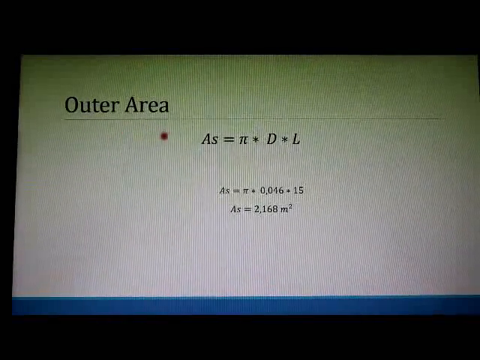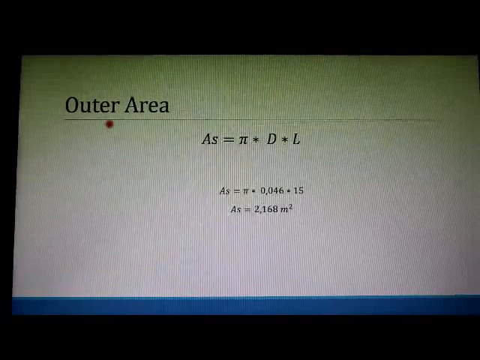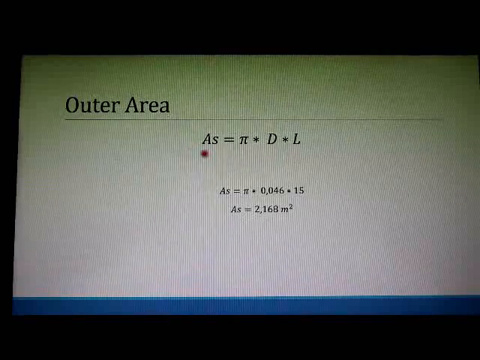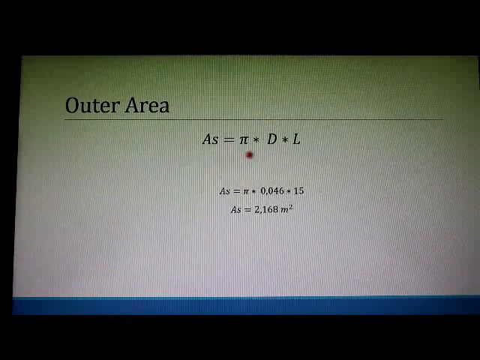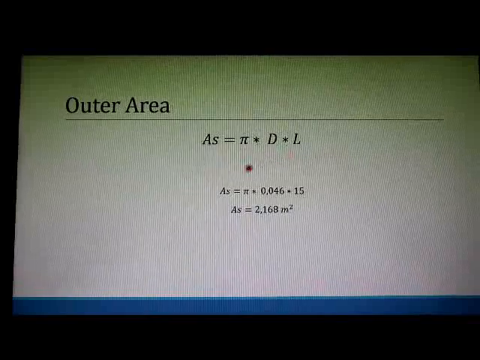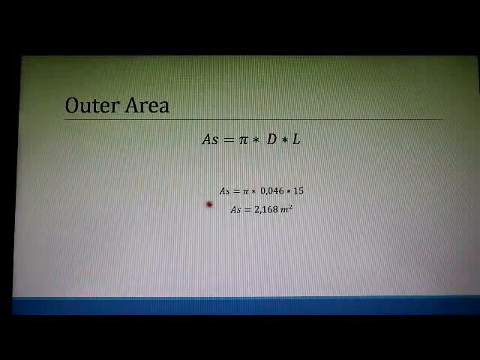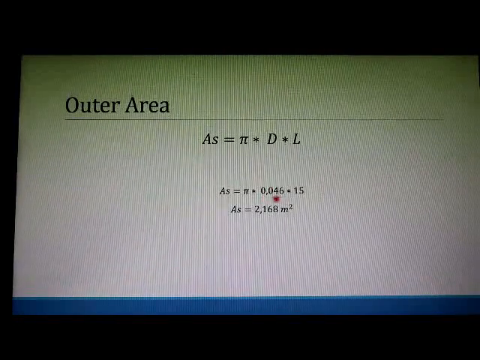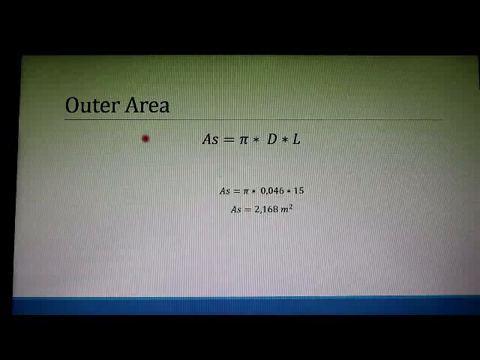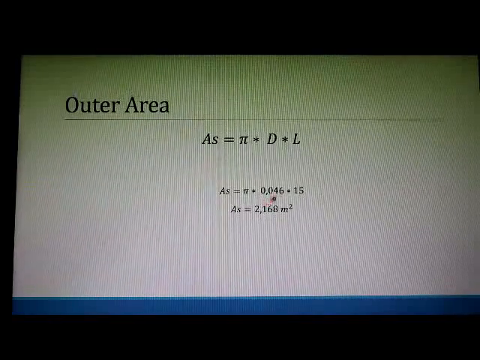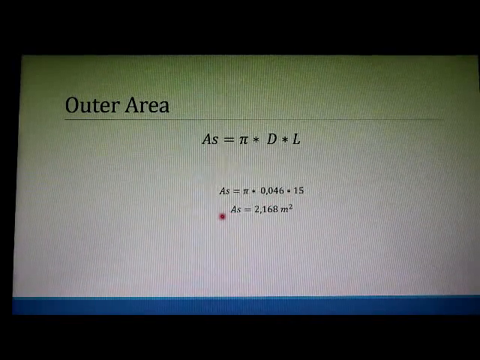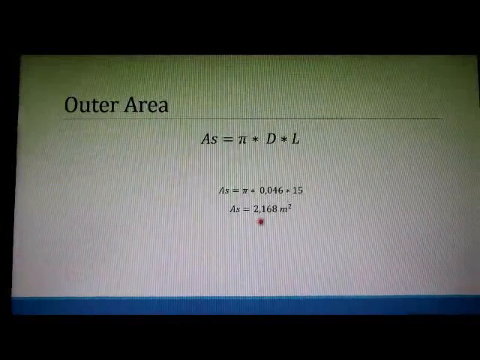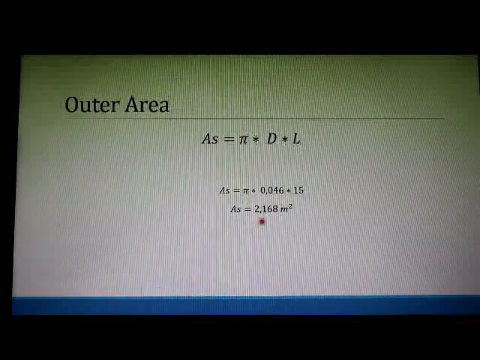The outer area, we're going to find it because we're going to need it for the next steps. Outer area is pi times diameter times length. We replace all of them, but we have to remember that because it is the outer area, we're going to use the outer diameter. And now we have an area of 2.160 square meters.